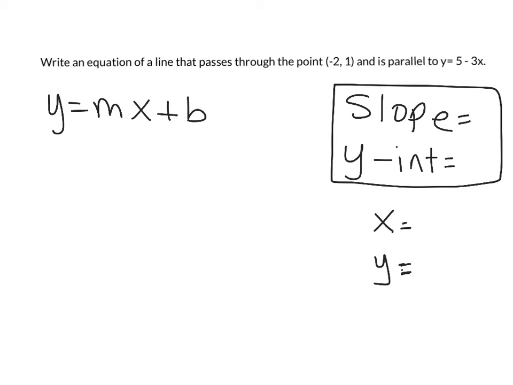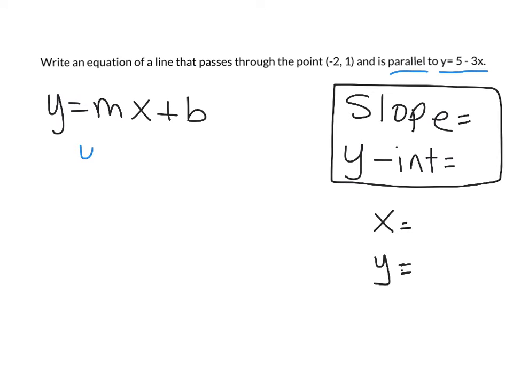So let's look here. Do we have a slope or a y-intercept? Write an equation of a line that passes through the point -2, 1, and it's parallel to y equals 5 minus 3x. Well, if we know that it's parallel, we know that it's going to have the same slope as this line. Now, what you'll notice is this line, y equals 5 minus 3x, is not written specifically in slope-intercept form. We just need to rearrange it the tiniest bit.